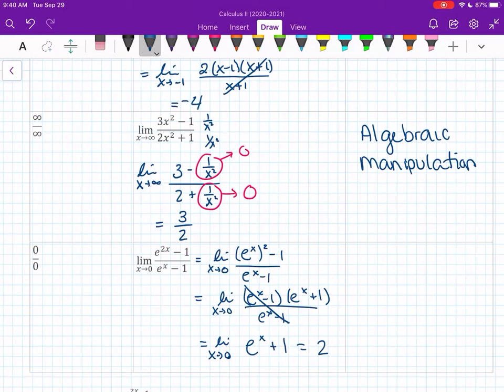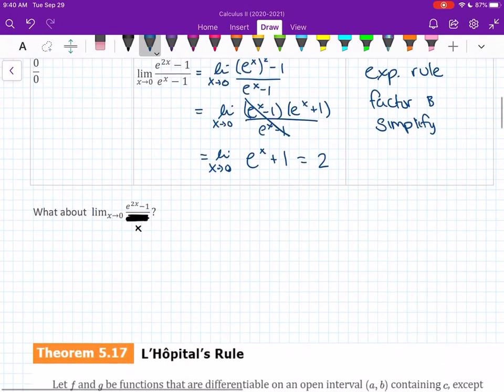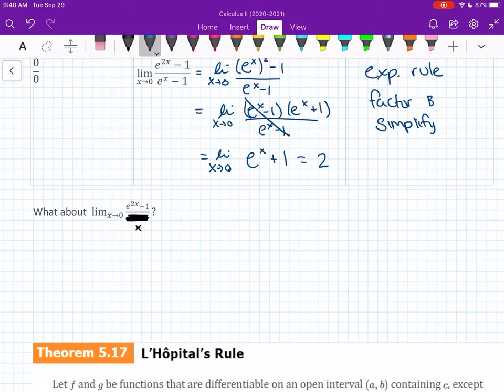Once again here, I used exponent rules and factored and simplified. Okay, so just some algebra stuff. All right. Now, what if I change that last example where the denominator is x? If you printed the notes or are looking at the notes I typed up, there is a typo. So that denominator should just be x.